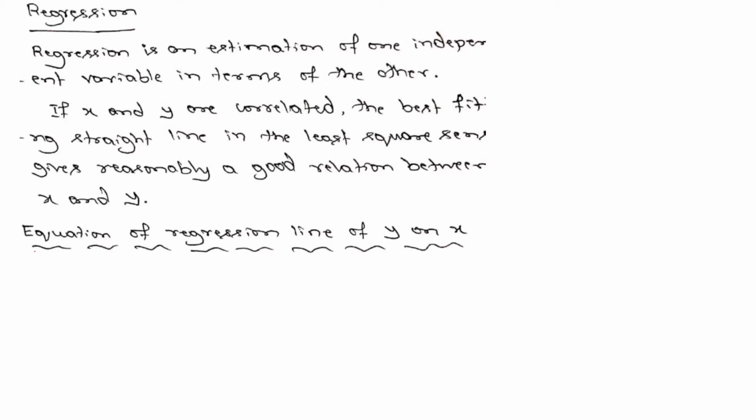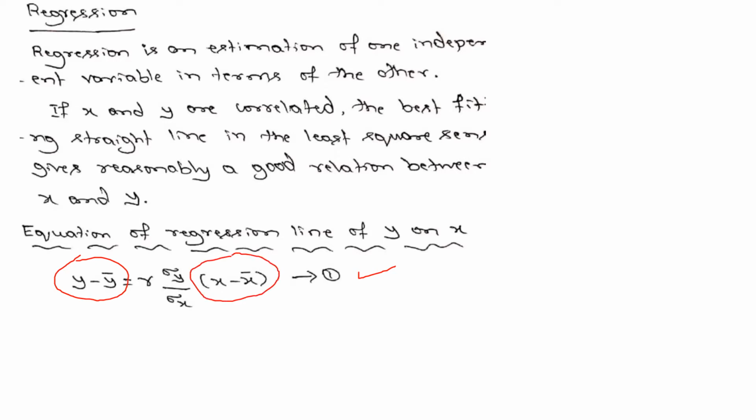Now let us see what is the equation of the regression line of y on x. This is the equation of the regression line y on x, where r is the coefficient of correlation and sigma y is the standard deviation with respect to y, sigma x is the standard deviation with respect to the x variable. As we know, y bar is the average of y values and x bar is the average of x values.